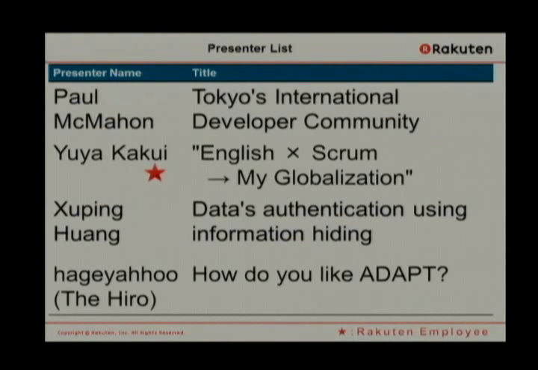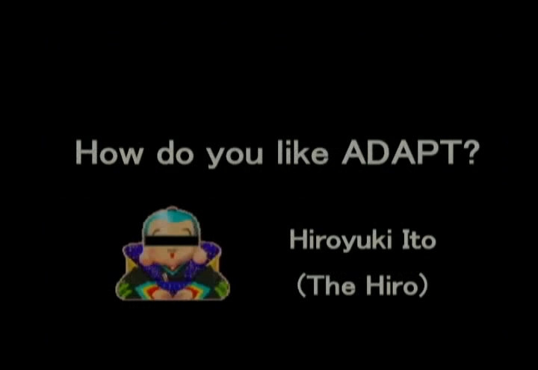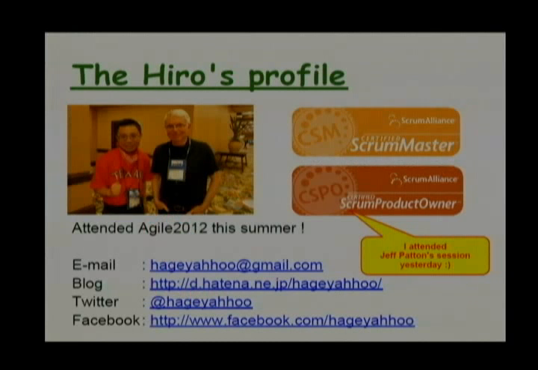Okay. Good evening, everyone. My name is Hiroyuki Ito, so please call me Hiro. Tonight, I'll talk about the ADAPT model. It's useful for everyone who wants to change. It's my profile. I am a certified Scrum Master, and I'll be a certified Scrum Product Owner. I attended the CSPO session yesterday by Jeff Patton-san.